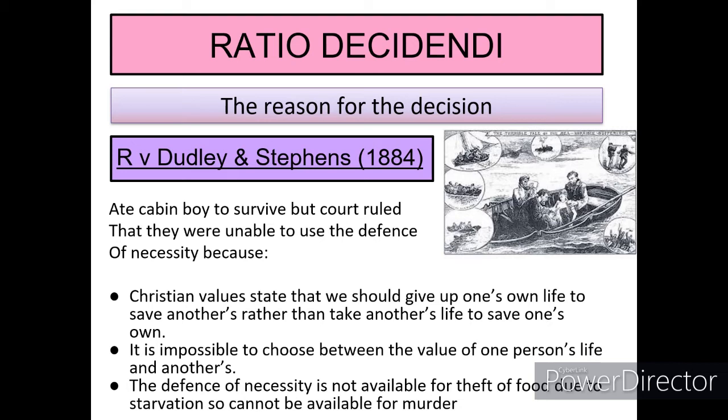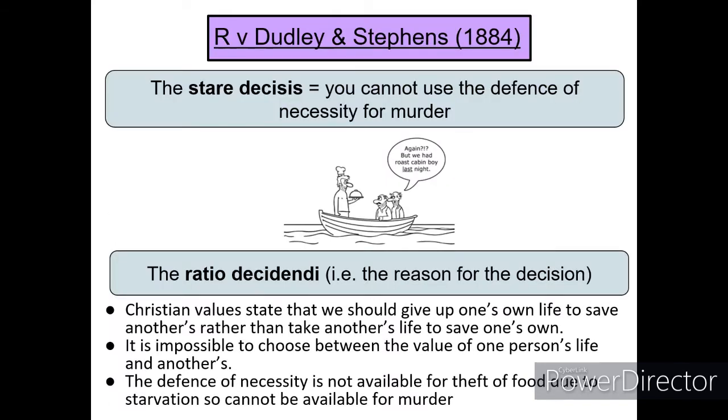However, the ratio decidendi is the reason for the decision. The ratio decidendi in Dudley and Stevens, why you can't use necessity for murder, is one, because Christian values state that you should give up your own life to save another rather than to take another's life to save one's own. 2, it's impossible to choose between the value of one person's life and another. And 3, if you can't use the defence of necessity to steal food, then you shouldn't be able to use the defence of necessity to kill someone.